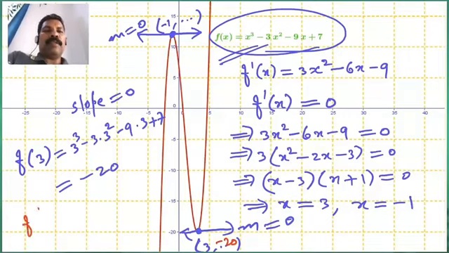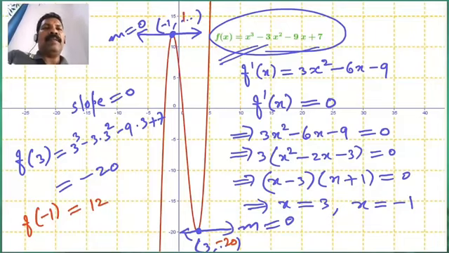Similarly, you have to compute f of -1. So f of -1 you have to compute. f of -1 also similarly you can compute, and you get 12. Therefore, this point will be (-1, 12). So the points on the curve are (-1, 12) and (3, -20) at which the tangents are parallel to the x-axis.